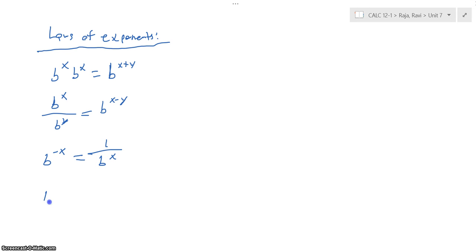And if you take b to the x to the y, this is like multiplication, so you get b to the x times y. And if you were to look at b to the x over y, this is actually the y-th root of b to the x.